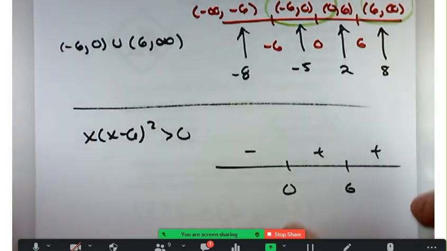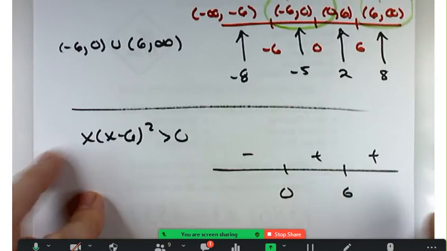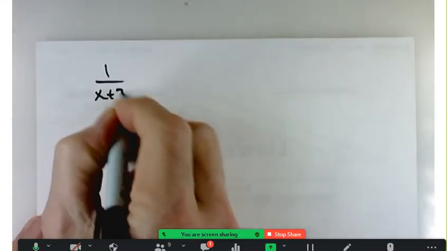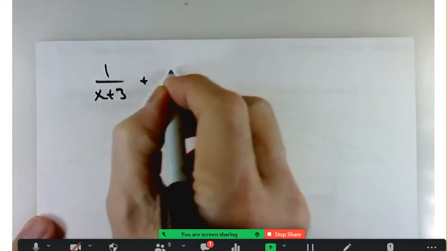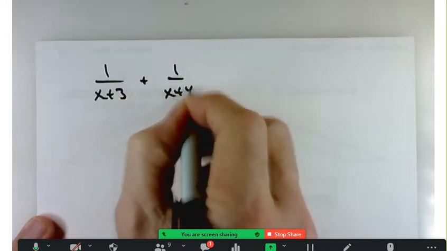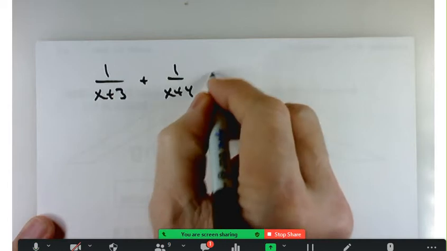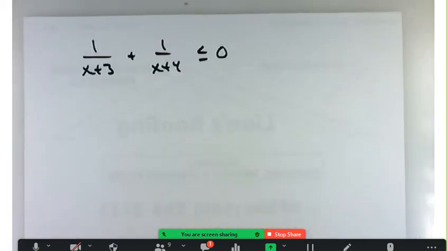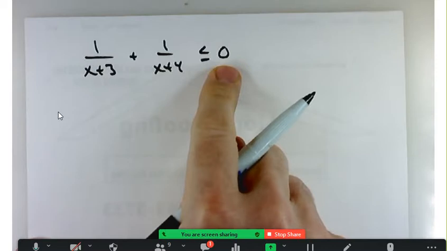Anything else on 1.8 here, or on this one right here? Certainly we've got a couple more to do from 1.8. One of them is regarding rational inequalities. So 1 over x plus 3 plus 1 over x plus 4. And this time, let's make that less than or equal to 0. Once again, fortunately, we've got 0 on one side to start with.